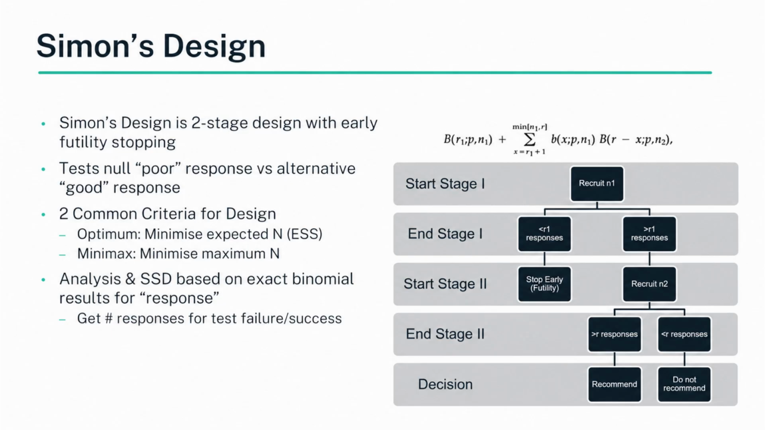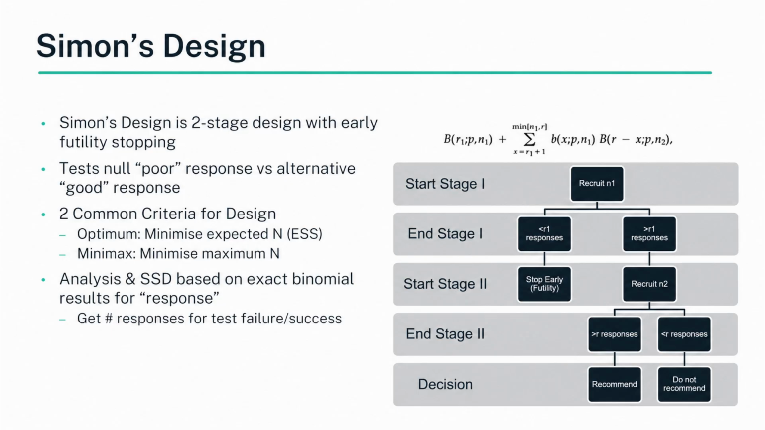So you recruit N1 patients, and then at the end of stage 1, you look at the amount of responses you have. If you have less than R1 or greater than or equal to R1, then you either stop for futility or you continue and you recruit the second cohort of patients, N2. And then at the end of the study, so at the end of stage 2, you have your final cutoff, which is denoted by R here. And at that stage, you can decide whether to recommend or not recommend the drug or treatment for further evaluation.